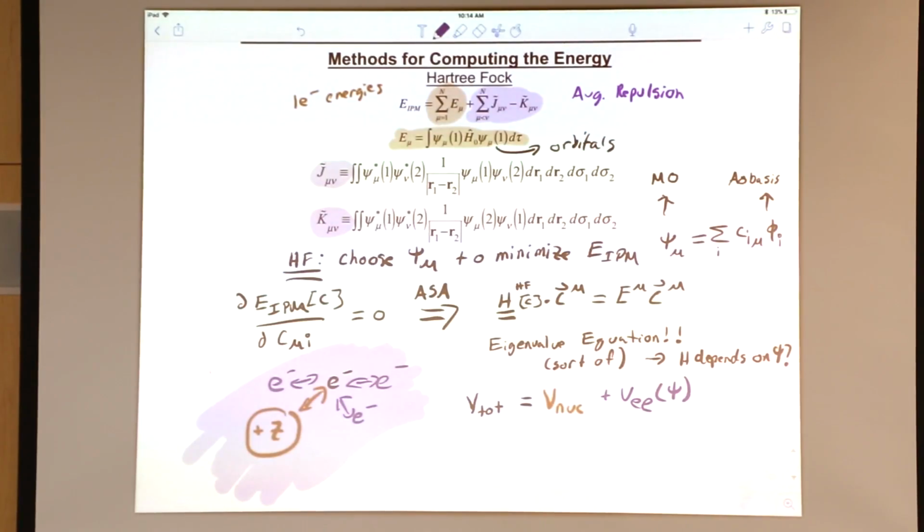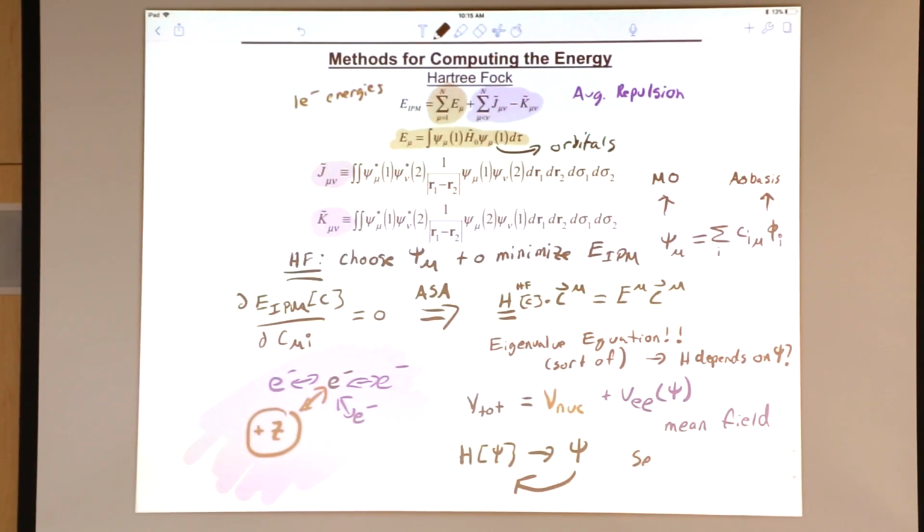So the potential here is called a mean field, or average field. And it's because it's the potential that comes from the average repulsion. It's the effective potential due to the averaging, the smearing out over all the other electrons. So what we do have then is that the Hamiltonian does indeed depend on the wave functions, because the wave functions determine that average potential. But then if I know the Hamiltonian, I can solve for the wave functions, because the wave functions are the eigenfunctions of the Hamiltonian. And so I have this sort of chicken and egg situation, that the Hamiltonian defines the wave functions and the wave functions define the Hamiltonian. And the solution to this is to do what are called self-consistent field iterations.